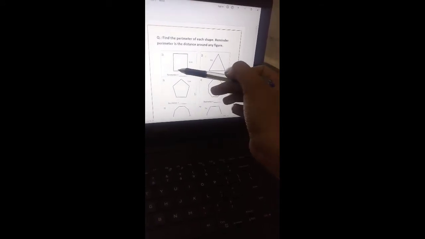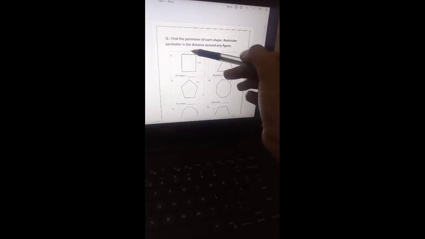So you have to add 6 centimeter. This side is also 6 centimeter. 6 and 6, 12. Then 6 centimeter. 6, 6, 12 and 6, 18. And then 6 centimeter. 6 and 6, 12 and 6, 18 and 6, four 6s are 24.